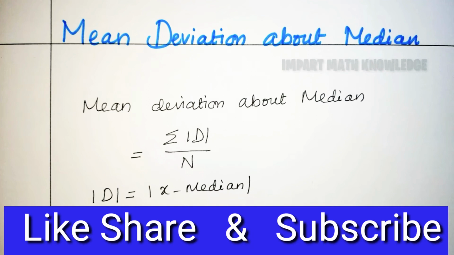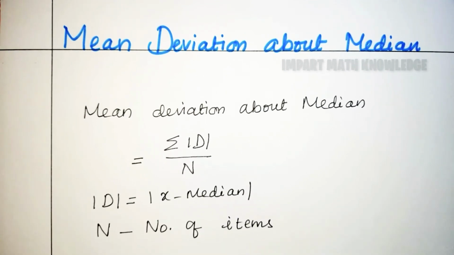The topic is mean deviation about median. Check my previous video for mean deviation about mean. Mean deviation about median is equal to summation modulus of d divided by n, where modulus of d is equal to modulus of x minus median. N is number of observation. This is for individual series.